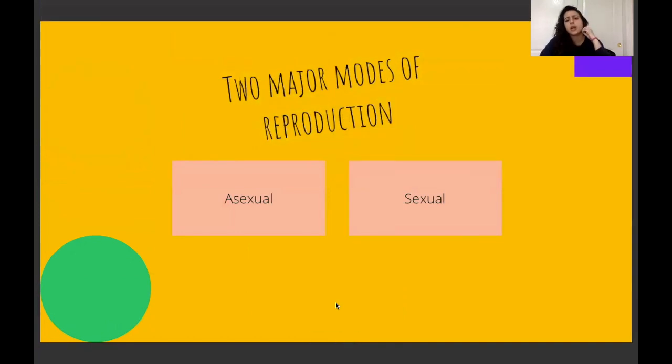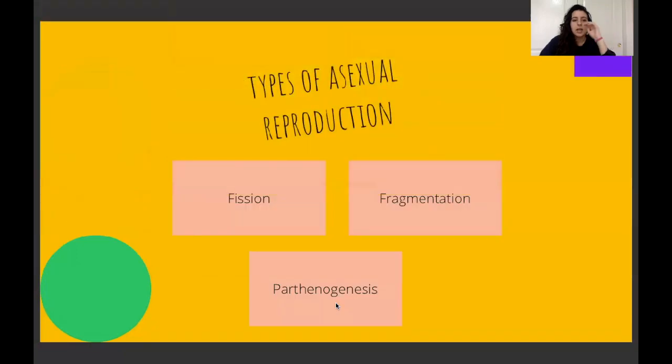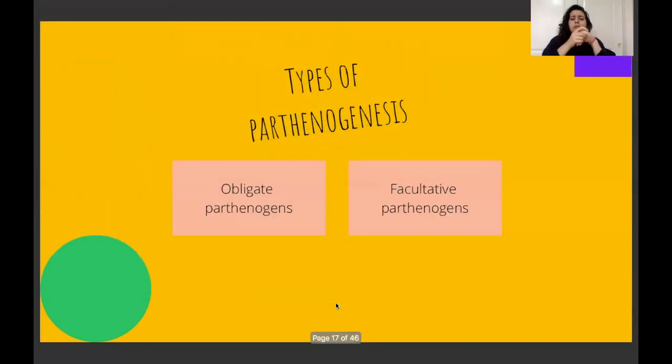Two major modes of reproduction, asexual and sexual. You should know the difference between sexual reproduction and mating, having sex and mating. Are those two things the same? What exactly is the difference, etc.? Types of asexual reproduction. So you have fission, fragmentation, and parthenogenesis. What exactly are these three? Are there certain groups that are associated with each one of these three? You should know that.